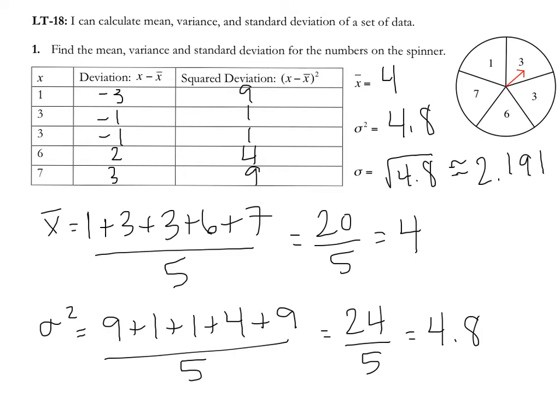So in this problem, we wanted to find the mean, the variance, and the standard deviation. The mean was just the average of the different data points. The variance was the average of the squared deviations, and then the standard deviation was the square root of the variance.